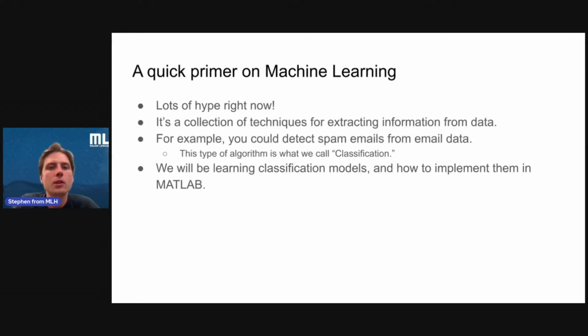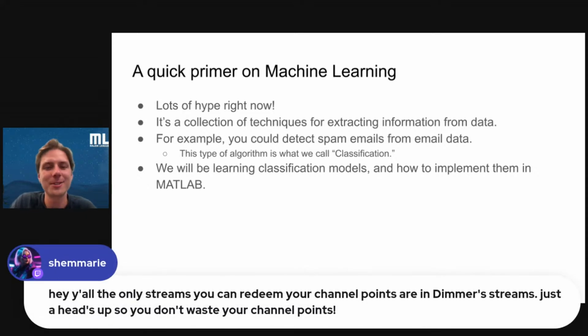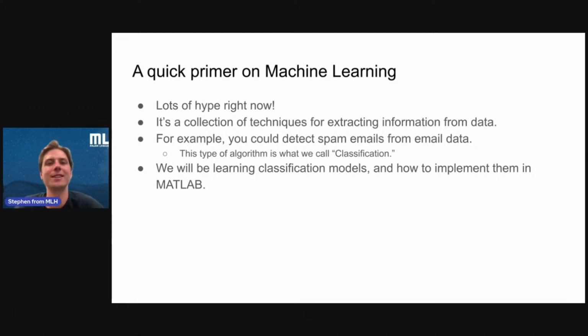But yeah, so I want to give you a quick primer on machine learning. And this is a good question. Shemri says, the only streams you can redeem your channel points are in Dimmer stream. That's absolutely right. I'm sorry, I haven't really invested the time to figure out the channel point system, but I know Dimmer has a great resource on that. But it's just unfortunately not in the wheelhouse yet for me.